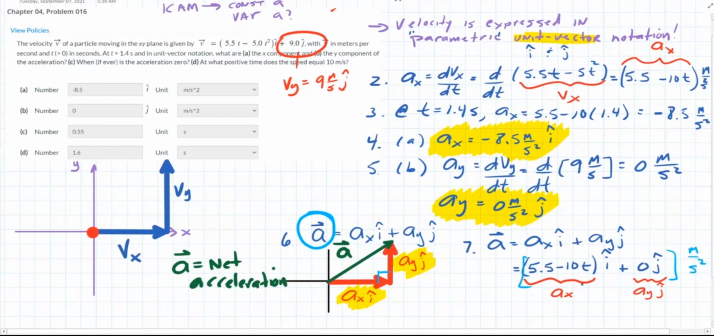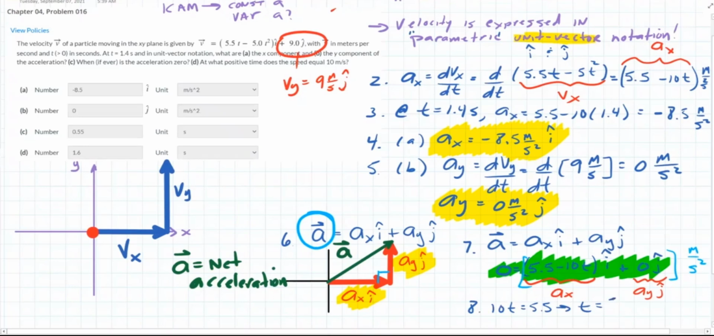So now the question is, when does all of this equal 0? And you can see now this becomes an easy algebra situation. Number 8. It equals 0 when 10t equals 5.5, or t equals 5.5 over 10 seconds, which equals 0.55. With my numbers, your numbers will be different.